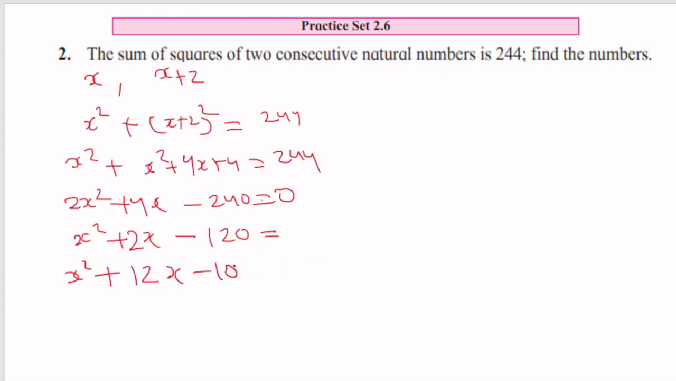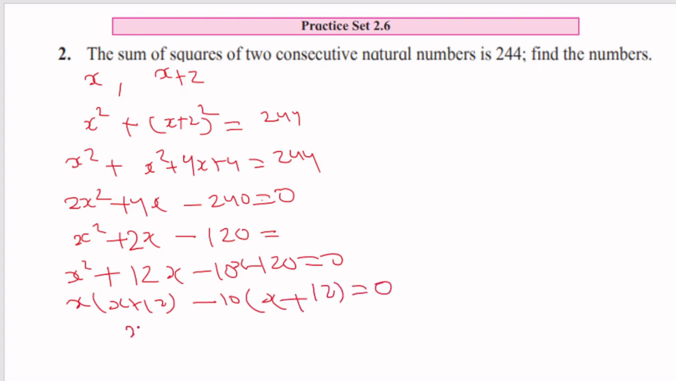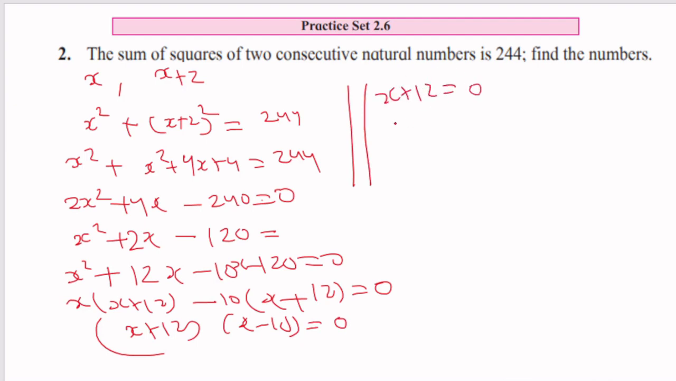12x minus 10x minus 120 equal to 0. So take x common, so x plus 12. Take 10 common, so x plus 12 equal to 0. So the remaining brackets are x plus 12 and x minus 10 equal to 0. Now you will have two answers. Either x plus 12 equals 0 or x minus 10 equals 0. So x is equal to minus 12 and the second x is equal to 10.